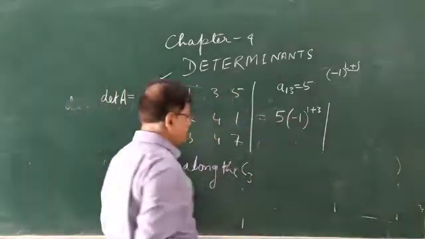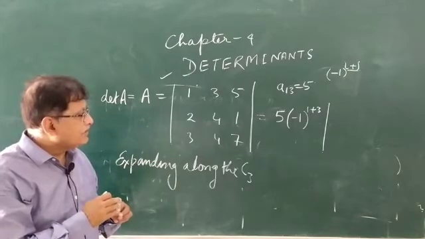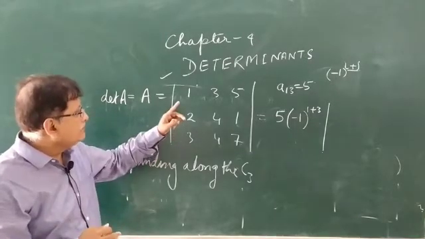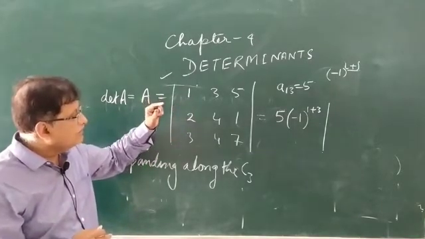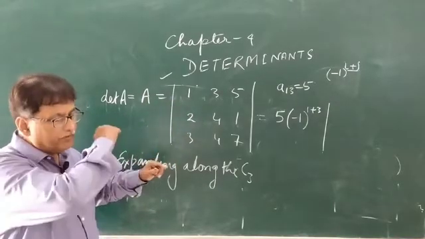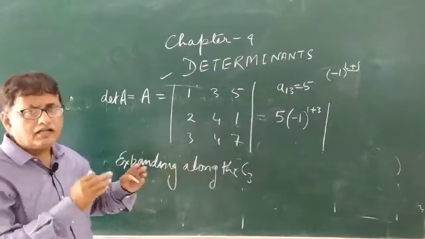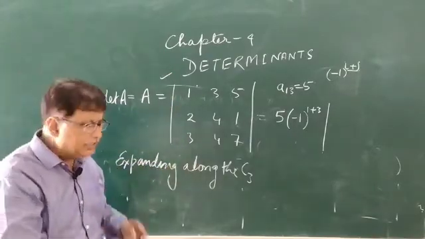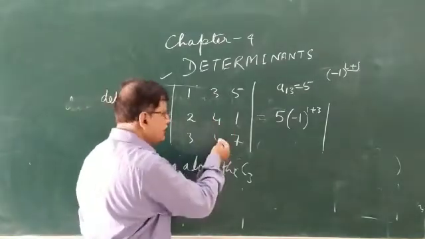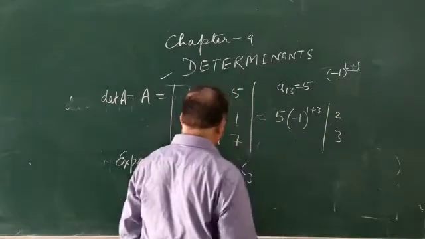The position of the element is first row and third column. So what to do? Delete the first row and third column, or you can hide it, and the remaining you just carry on: 2, 3, 4, 4.